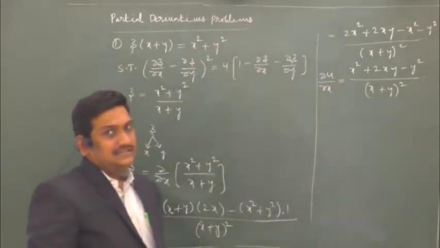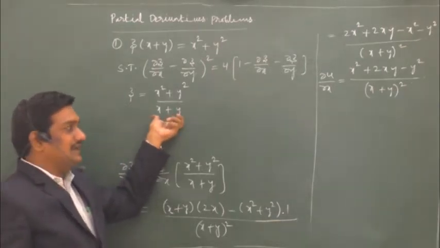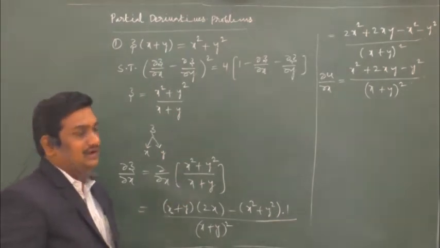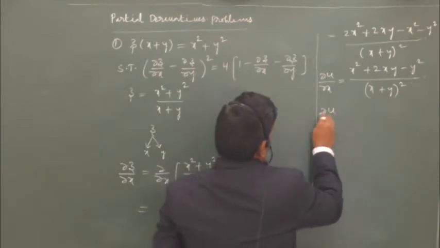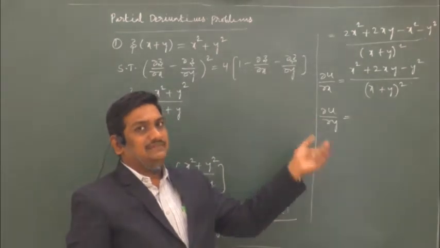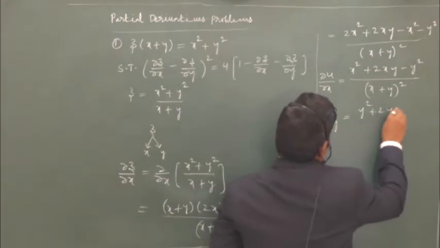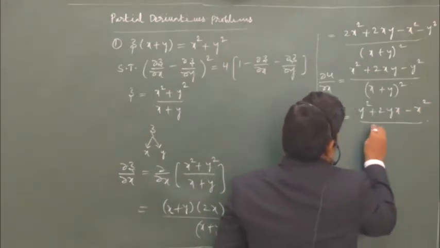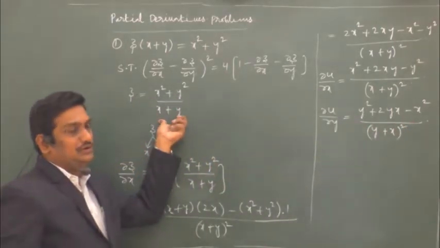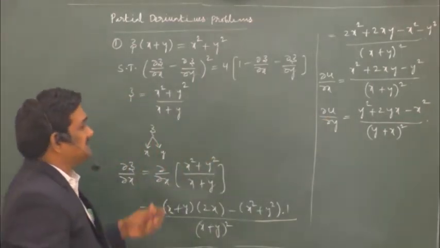Here you can see that z is a symmetric function. Then by saying ∂z/∂x, you can write ∂z/∂y also. Here ∂z/∂y is equal to, just replace x by y and y by x, you will get ∂z/∂y. It is (y square plus 2yx minus x square) by (y plus x) whole square. Since z is symmetric function, by seeing ∂z/∂x, you can write ∂z/∂y value. Now let us start with LHS.